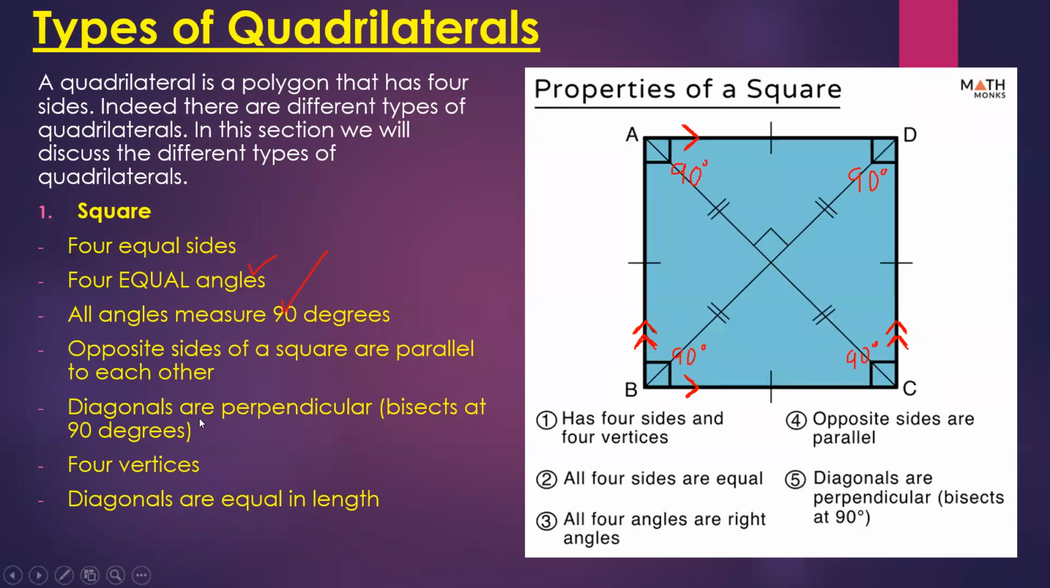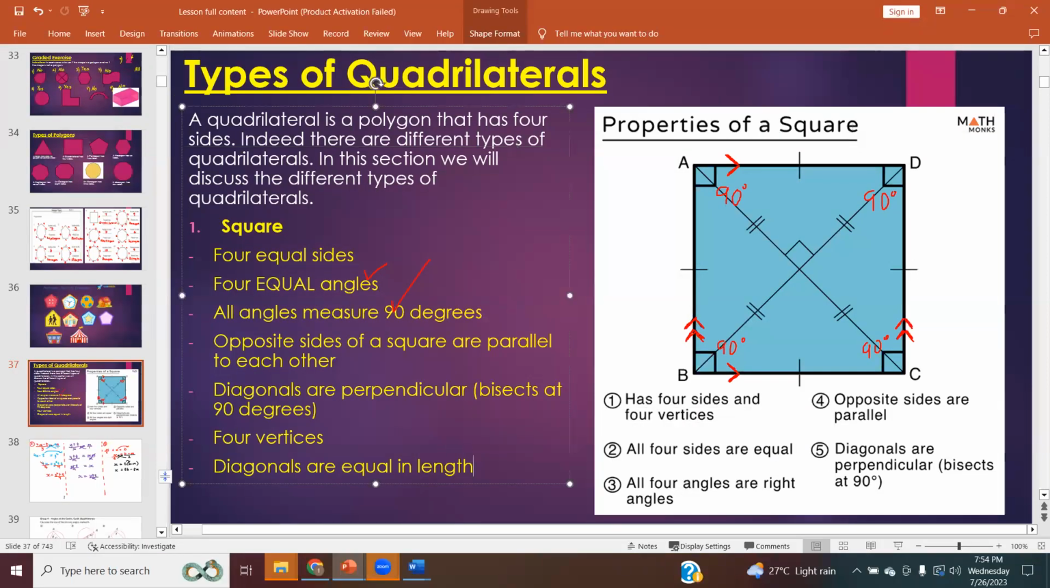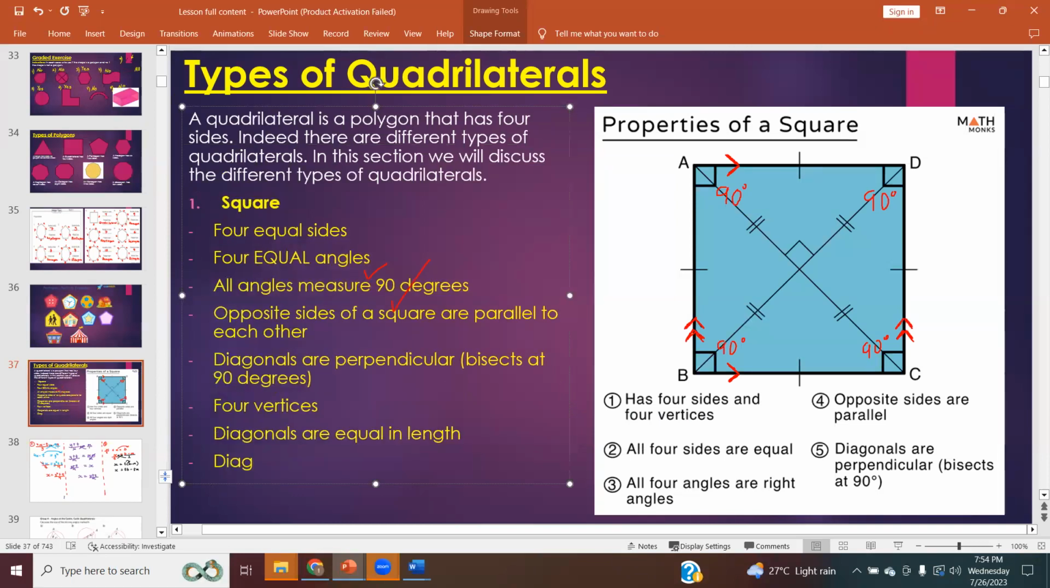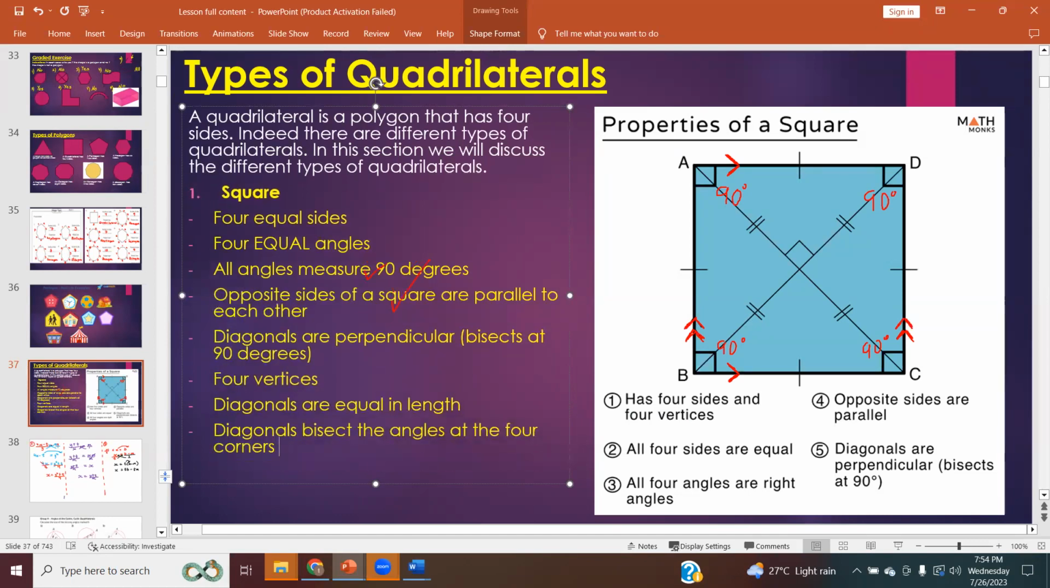Also, the diagonals are perpendicular, which means that they form a 90-degree angle. And I must also say that the diagonals in this case bisect the angles at the corners. So that means that the diagonals cut those angles in half. And that's because the square is a regular polygon.